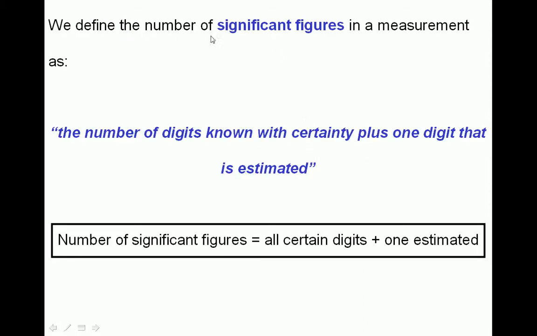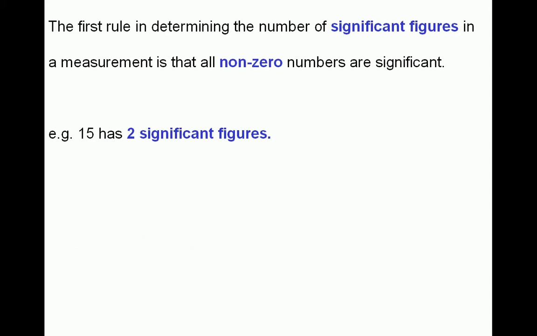So we can define the number of significant figures in a measurement as the number of digits we know with certainty plus 1 that is estimated. Okay? The number of digits that we know with certainty plus 1 that we have estimated. And that's the number of significant figures.